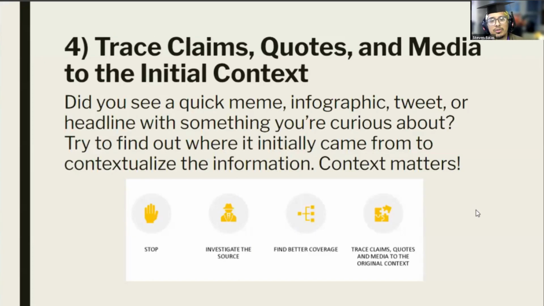Lastly, trace claims, quotes, and media back to the initial context. Did you see a quick meme, infographic, tweet, or headline with something you're curious about? Try to find out where it initially came from to contextualize the information. Context matters. There isn't an issue with finding information from social media.